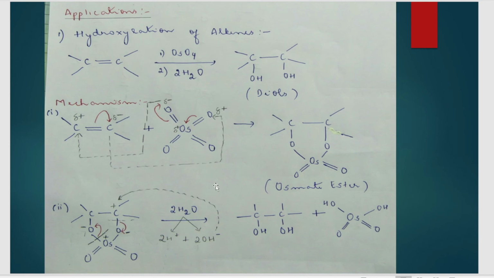Now all you have to do is attach the negatively charged oxygen to the positively charged carbon and the positively charged oxygen to the negatively charged carbon. So once again you get a cyclic intermediate, that is an osmate ester, and you know that cyclic intermediates are highly unstable, so they will immediately break. So what is happening in the second step?